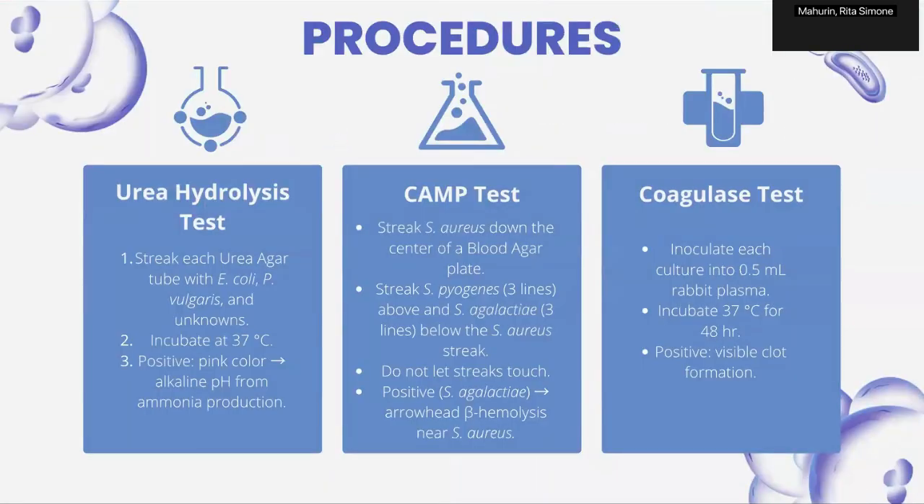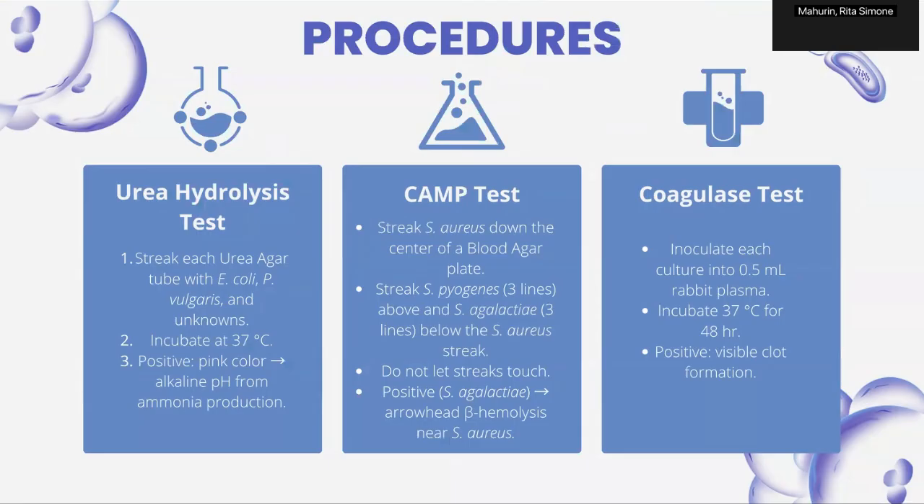Our procedures varied based on the type of test we were using. In the urea hydrolysis test, we did streak each urea agar tube with E. coli, P. vulgaris, and our 2 unknowns, unknown number 1 and unknown number 2. And then we did incubate them, and the positive test was indicated through the pink color, and so this meant that there was alkaline pH from ammonia production.